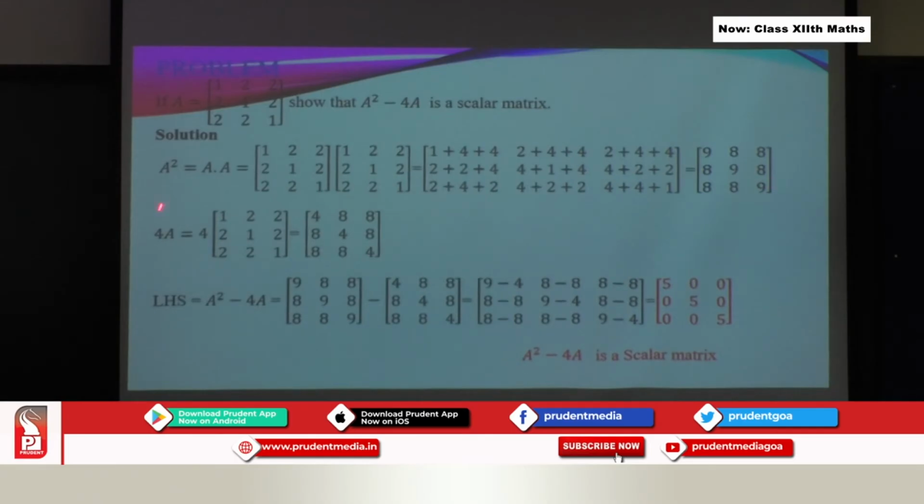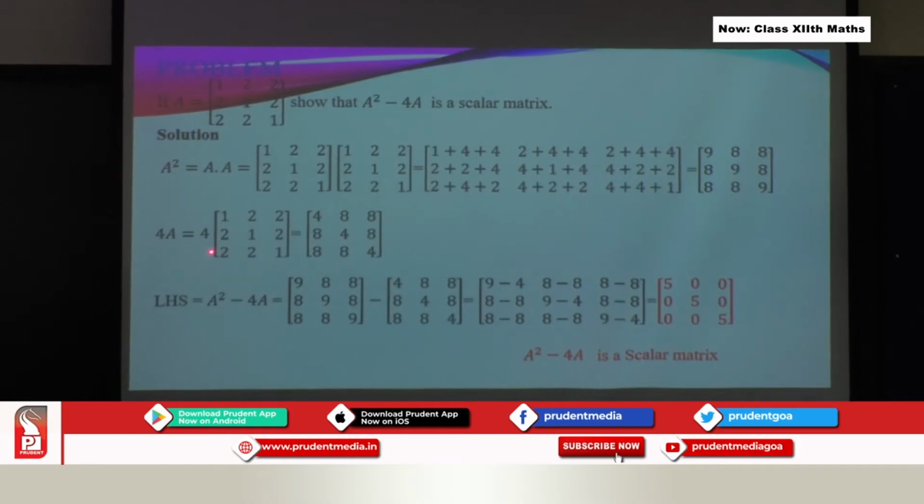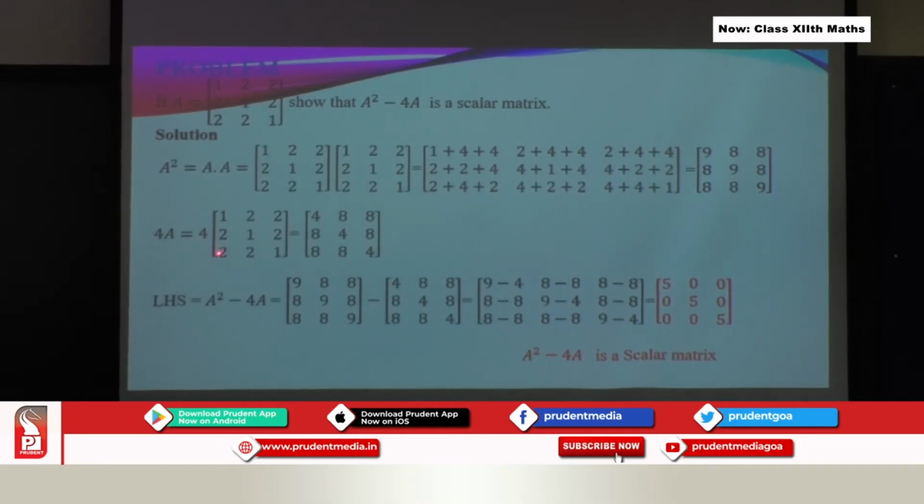So I got A square as this. Now 4A: the constant 4 is multiplied to this matrix A, so it's a scalar multiplication, right? What is happening? 4 is multiplied to each and every entry, and you get the final output as this matrix. Now I will put these two in my equation. This is my LHS, that is A square minus 4A. I am substituting A square here, and I am substituting 4A from here.